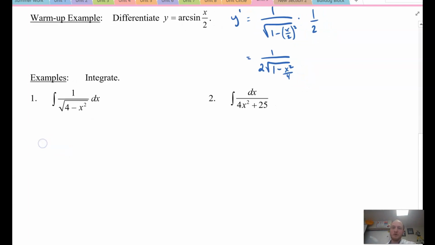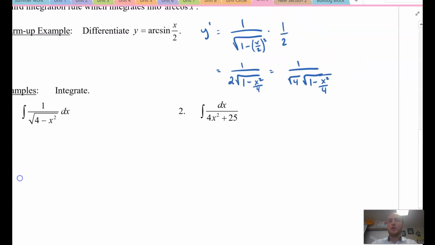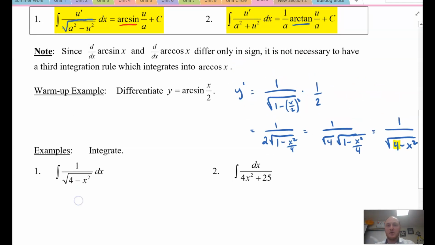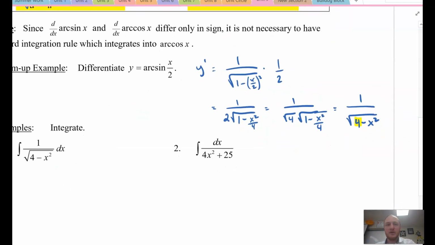Now, what I want you to do is imagine that 2 is the square root of 4. So I have the square root of 4 times the square root of 1 minus x squared over 4. If I multiply these in, what we get is 1 over the square root of 4 minus x squared. In this case, you can notice your a value. There's your a value, and your a value would be 2. A equals 2, and your u is x.